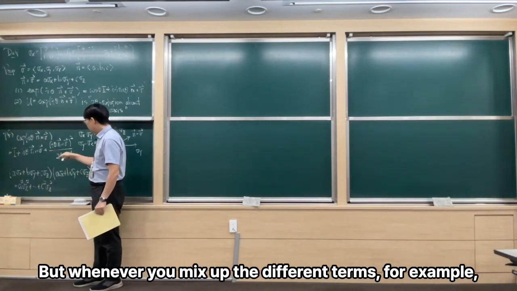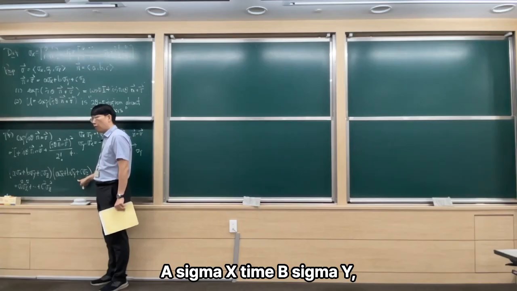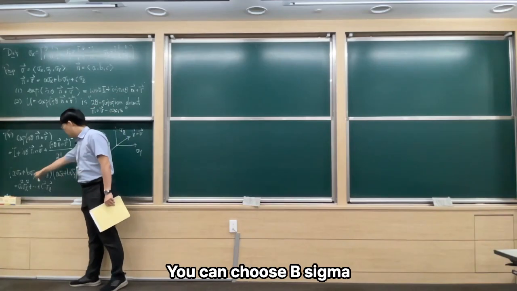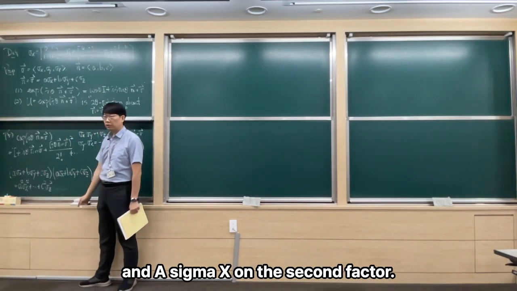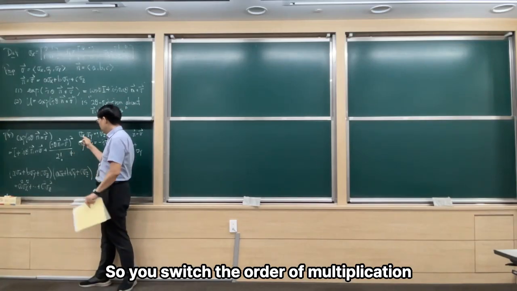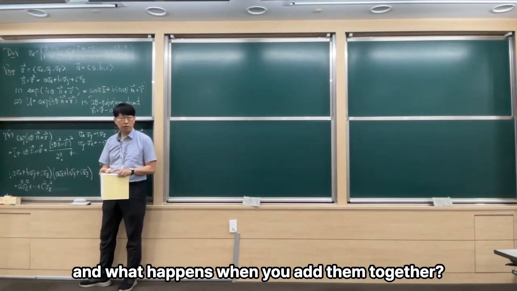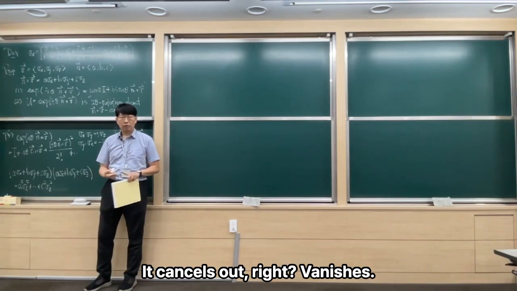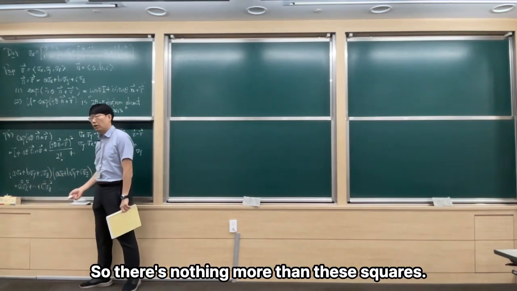But whenever you mix up the different terms, for example, a sigma x times b sigma y, there is a counterpart. You can choose b sigma y on the first factor and a sigma x on the second factor. So you switch the order of multiplication of two Pauli matrices, and what happens when you add them together? It cancels out, right? It vanishes. So there's nothing more than these squares.